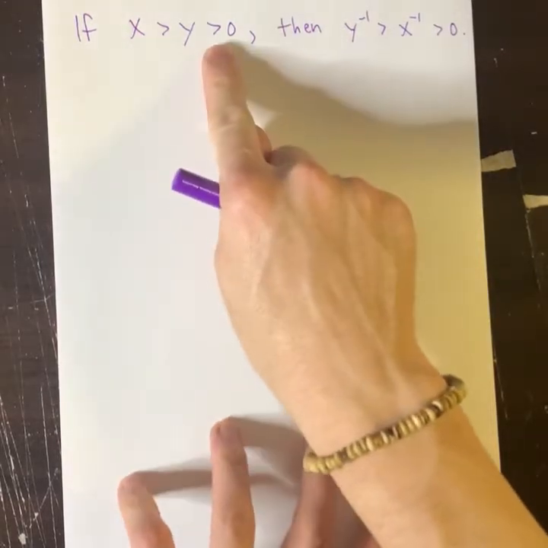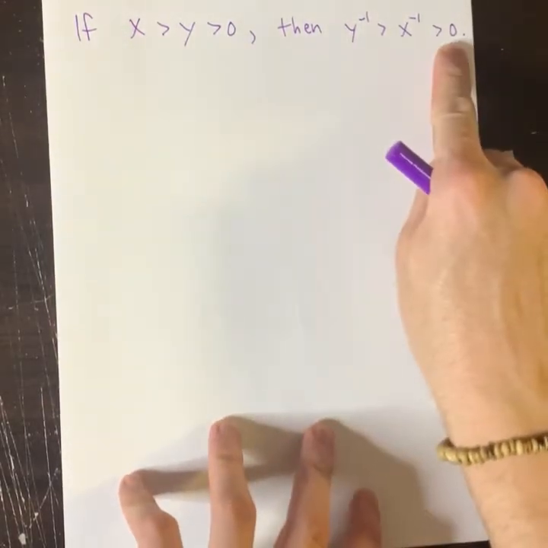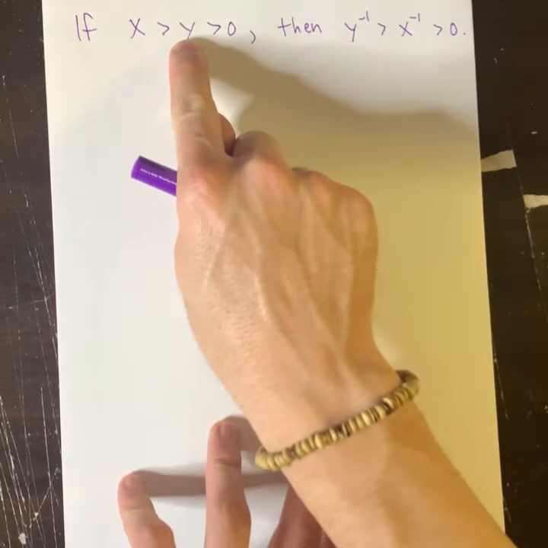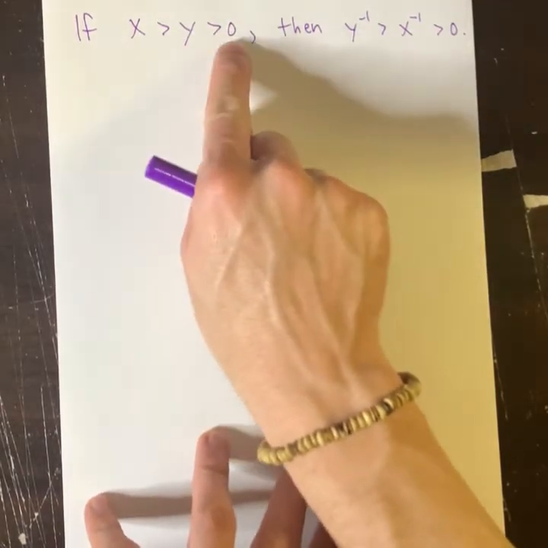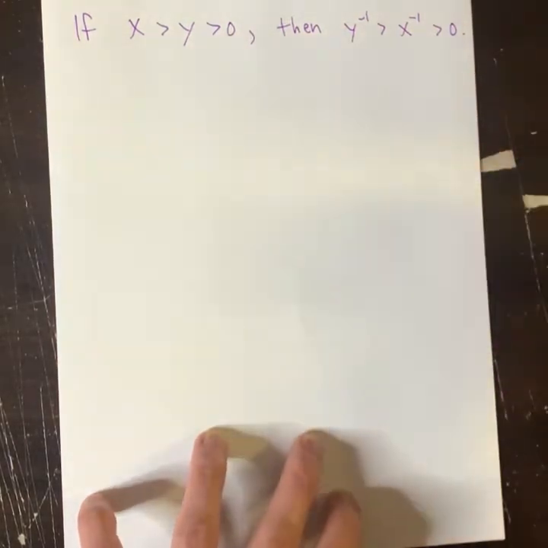So this is what we're given and this is what we're trying to show. Now, if x is bigger than y and y is bigger than 0, then for sure x is bigger than 0 and y is bigger than 0 individually.